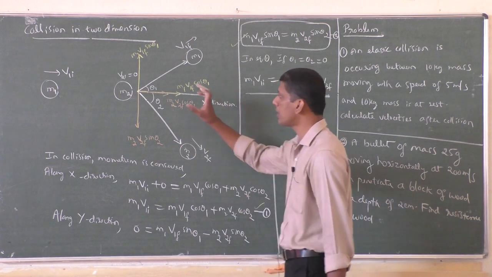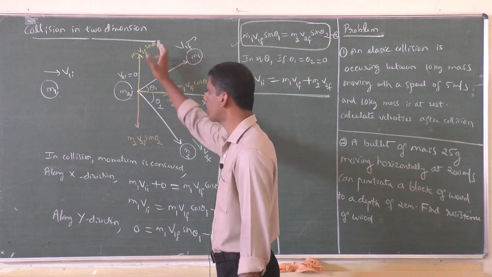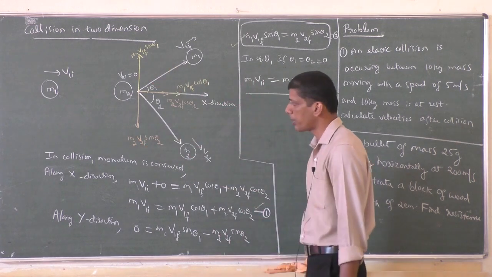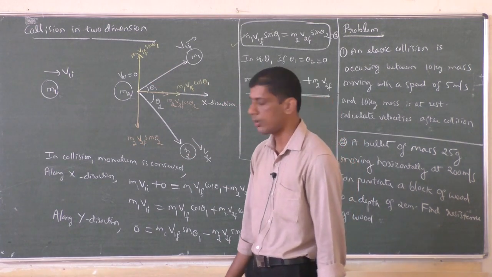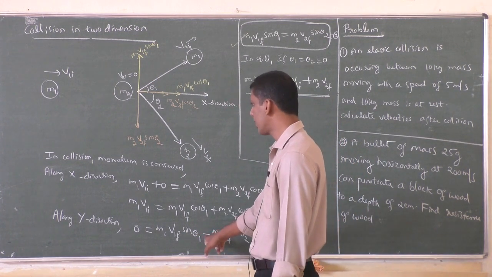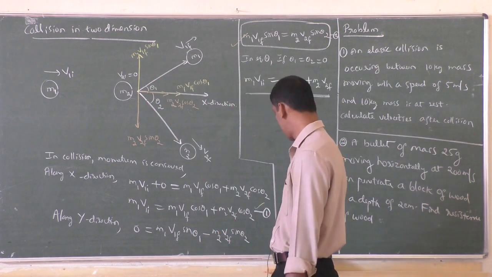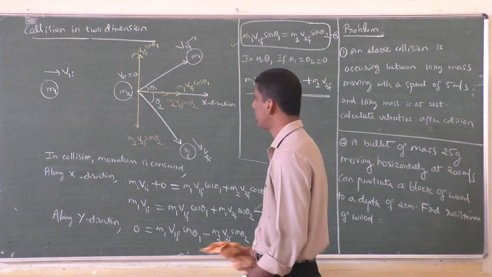So after collision there is a momentum. One body moves like this, so therefore there is some momentum along the y direction, and the second body will also have some momentum along the y direction. So we can write it like this. Here you should know why the minus sign is put, because they are in the opposite direction. So this is a collision in 2 dimensions.